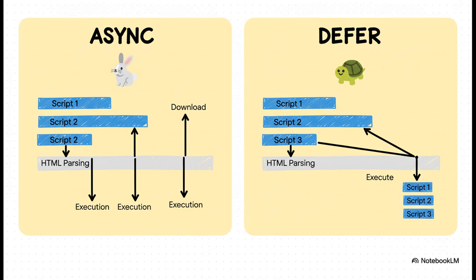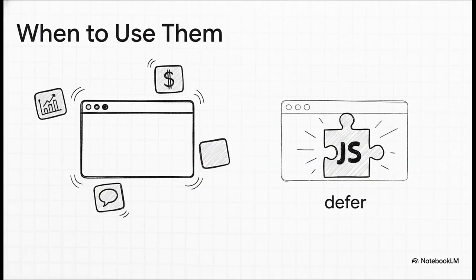Defer scripts, on the other hand, are more like a relay team. They all wait for the entire HTML document to be parsed and ready, and then they execute, one after another, in the exact order you listed them in your code. So, when do you actually use them?